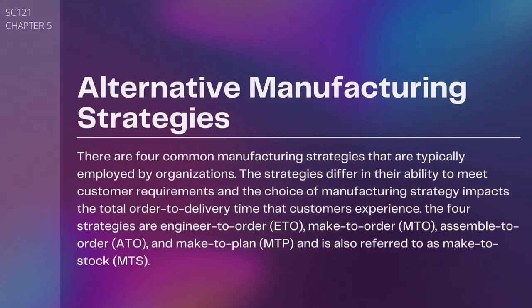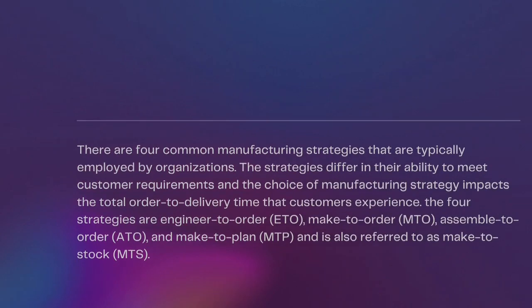Alternative manufacturing strategies. There are four common manufacturing strategies that are typically employed by organizations. The strategies differ in their ability to meet customer requirements, and the choice of manufacturing strategy impacts the total order to delivery time that customers experience. The four strategies are engineer to order or ETO, make to order or MTO, assemble to order or ATO, and make to plan or MTP, also referred to as make to stock or MTS.